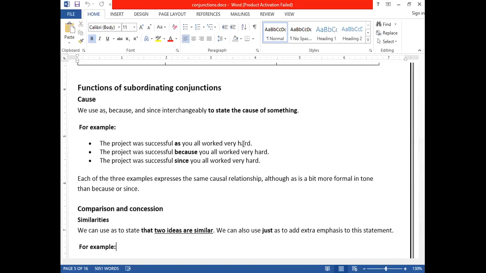For example, the project was successful. Can you see this is one of the clauses? The project was. What is the subject in this case? The project. Very good. As you all worked very hard. So here "as" shows what? It shows cause. Why was this project successful? Because you all worked hard. So we can say as, you can also say since, you can also say because. Are you getting it? These three are interchangeable. You can use any of them.